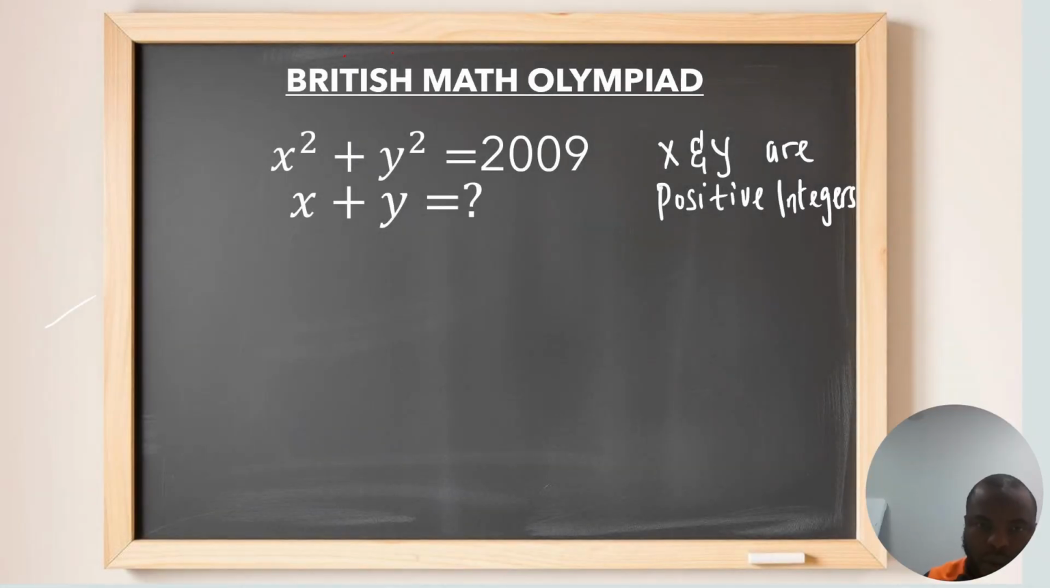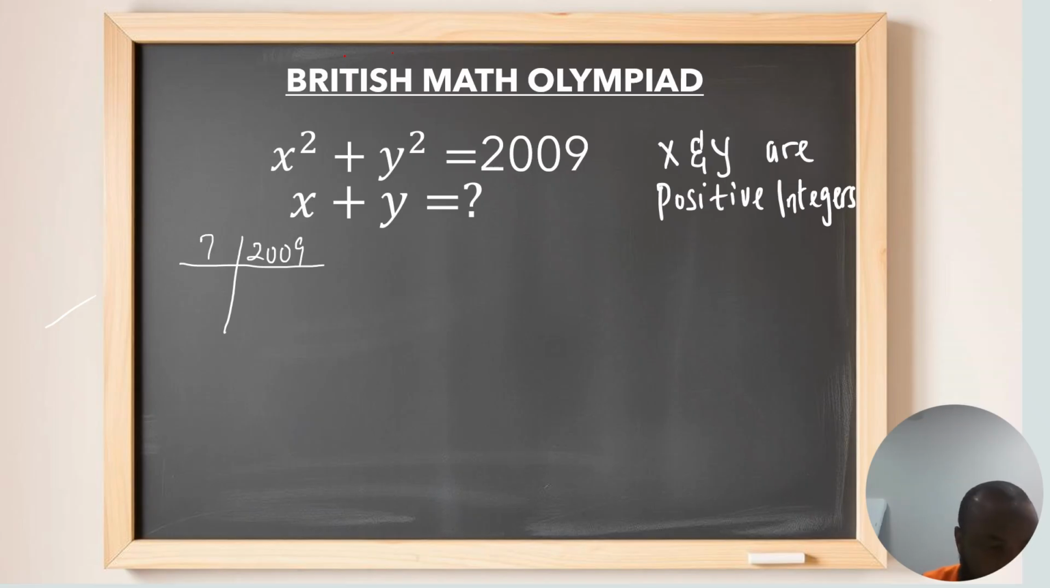Now, to do this, we have x squared plus y squared equals 2009. What is the value of x plus y? Now, the first thing we're going to be doing here is, let's look for the factors of 2009. Here we have 2009. Now, the first factor here is 7.